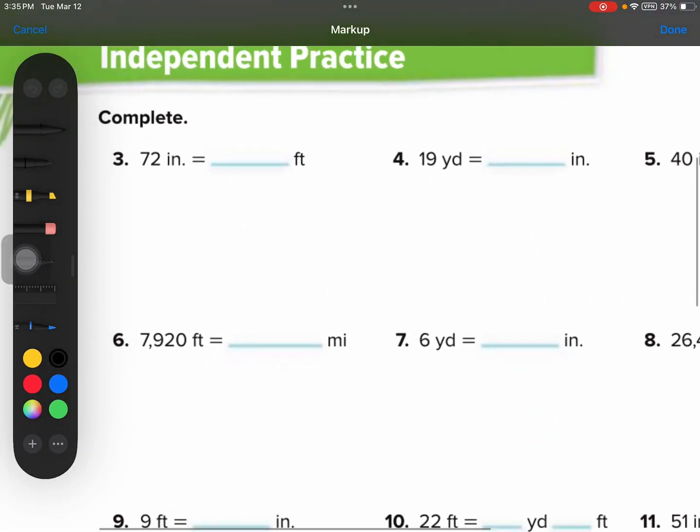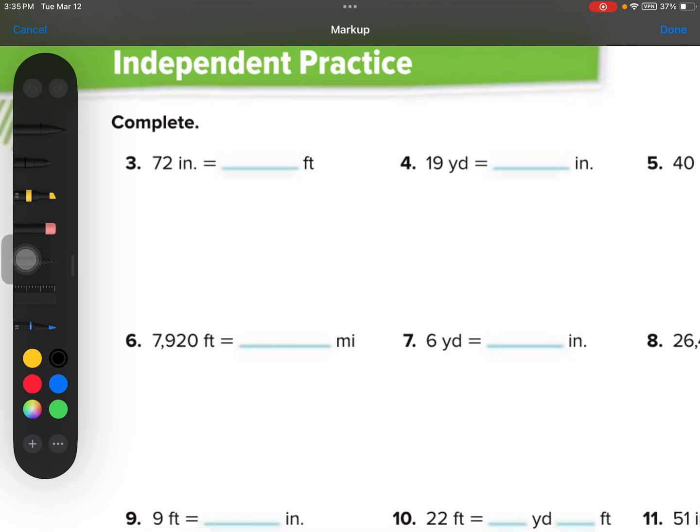Number 3, we are also converting inches to feet. Inch is smaller than a foot. There are 12 inches in a foot. So we're going fly to horse, divide, of course. So we're going to take 72 divided by 12. You can look on your times table chart to see what works, or you can just remember that 6 will work perfectly for that. 6 times 12 is 72. 72 inches is 6 feet.